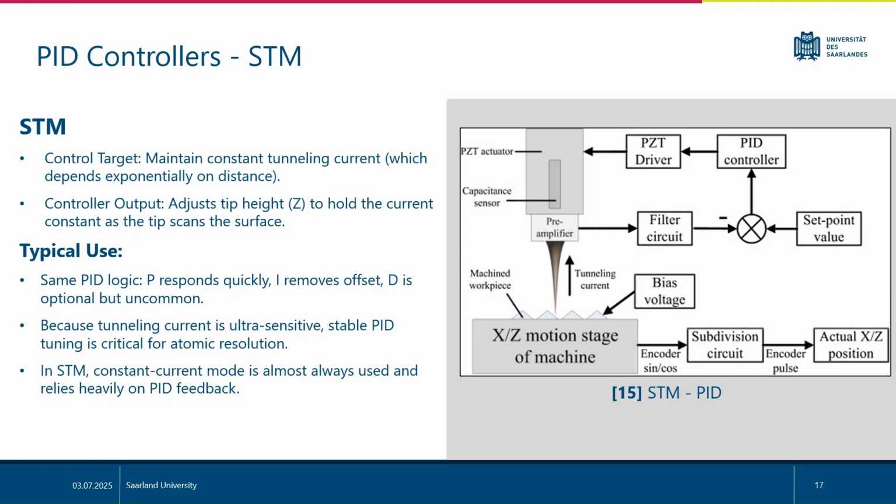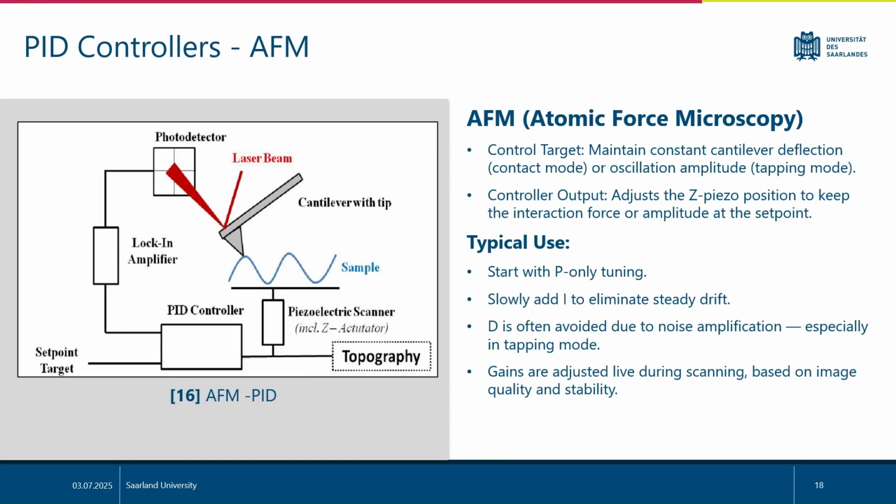For PIDs in AFM, in contact mode, the controller maintains constant deflection, while in tapping mode, it maintains constant oscillation amplitude. Tuning typically begins with just P, then adds I for drift correction. D is avoided, especially in tapping mode, because it amplifies system noise.